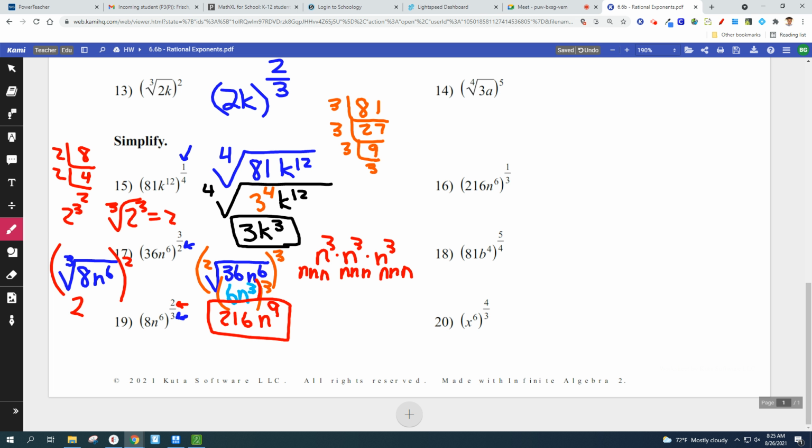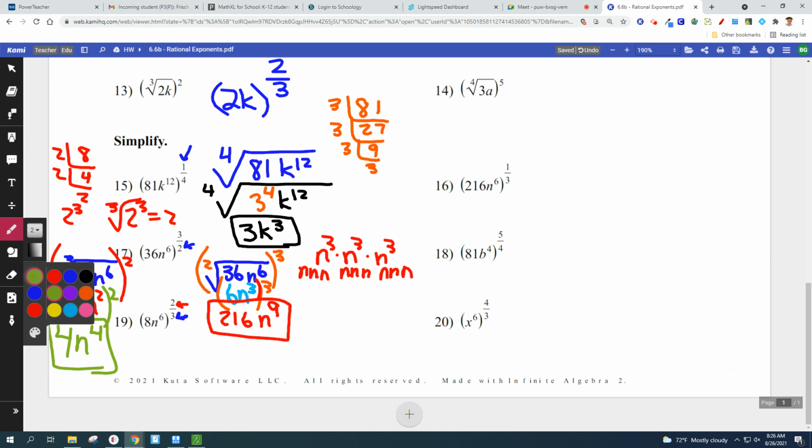3 goes into 6 twice, so that's n squared. But now, don't forget about your exponent 2 that applies to everything. Okay? 2n squared, squared. I would hope that you can do that in your head. 2 squared is 4, and n squared squared is n to the 4th. Okay? But if you don't know why, that's because we've got 2n squared times itself. 2n squared times 2n squared. 2 times 2 is 4. N squared times n squared is n to the 4th.